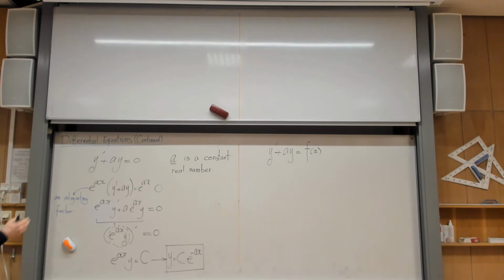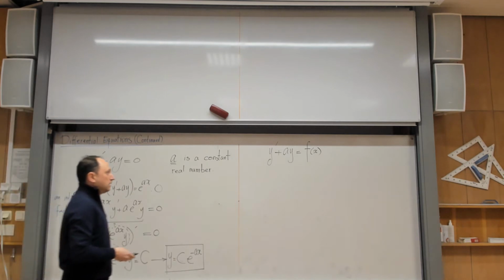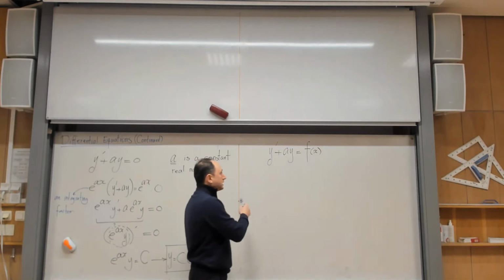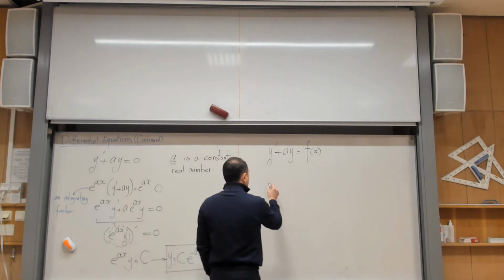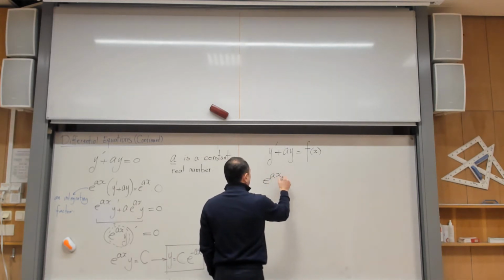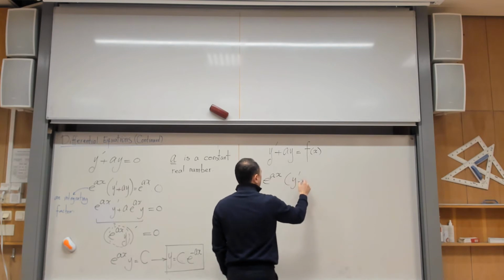So let us try to understand this problem. I multiply both sides again by that integrating factor. So what happens? I multiply by e to the power of ax, and I multiply it here.